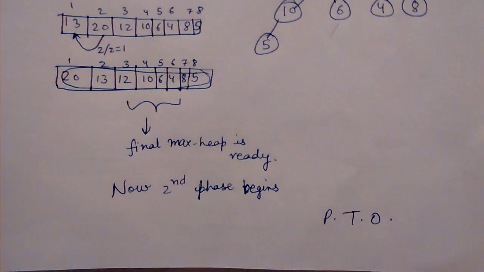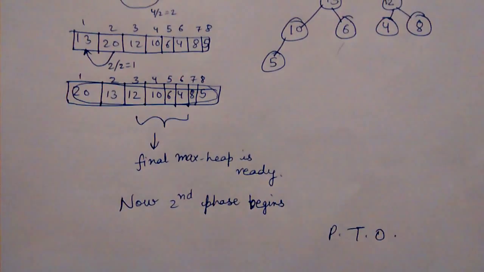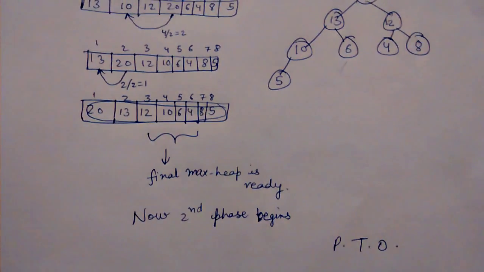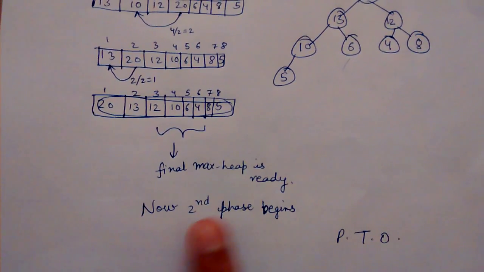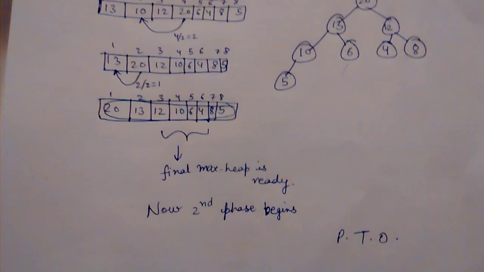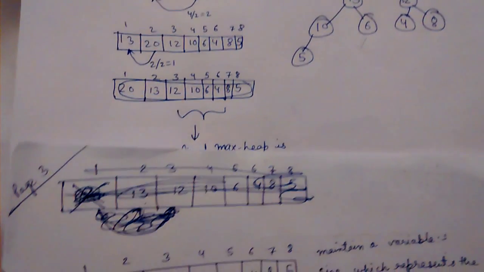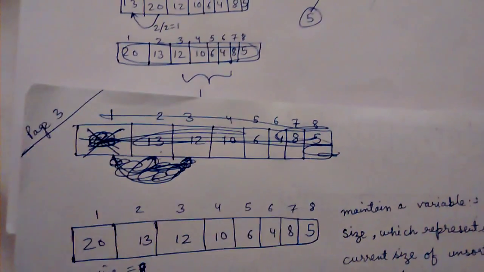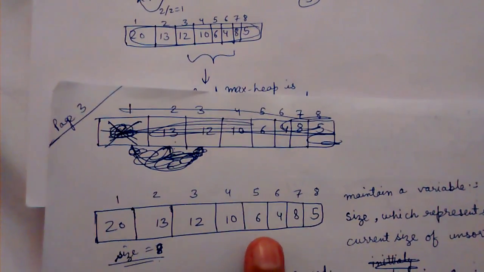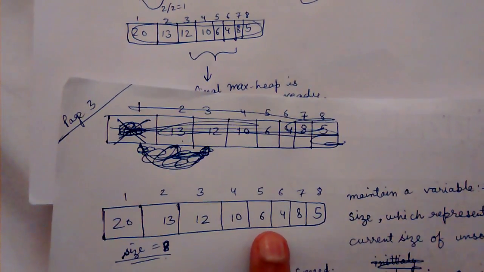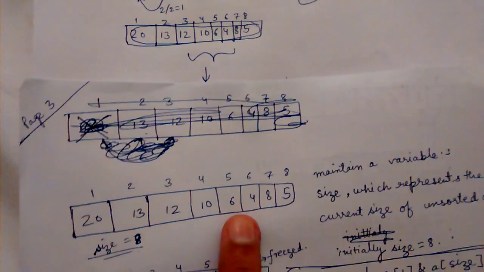So last time we left at this stage. We were discussing the second phase of heap sort. So here is the second phase beginning. This is the exact max heap which we obtained in the last lecture. So now we will begin from here.